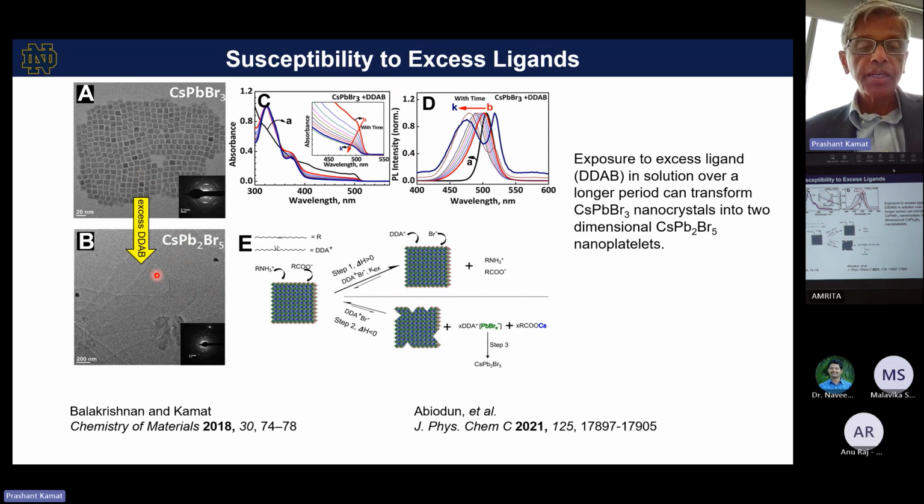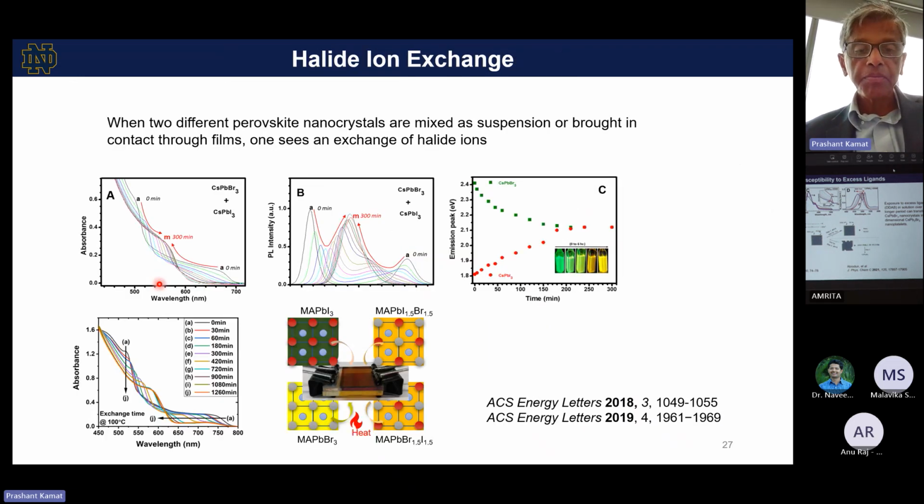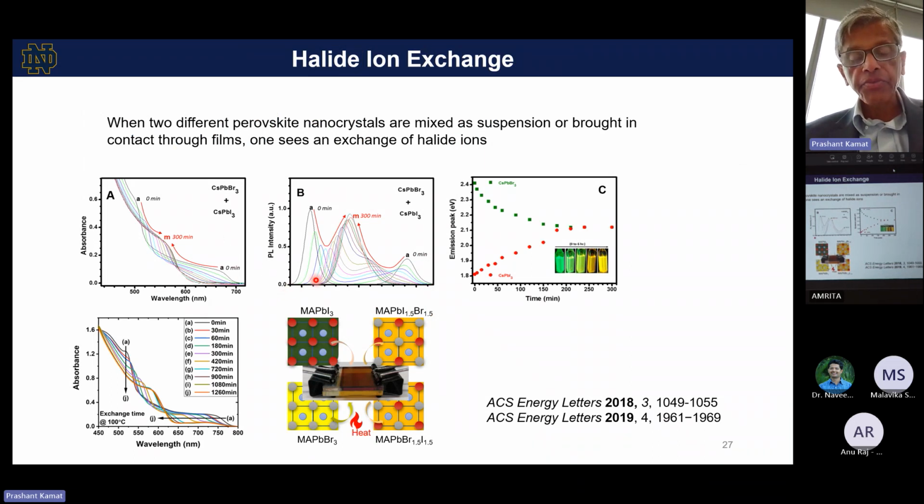From 3D perovskite, we get 2D perovskite. So again, another problem. The third one is the exchange. If you take cesium lead bromide, and you can even throw in an iodide, potassium iodide crystal, you will see the shift from bromide to iodide.